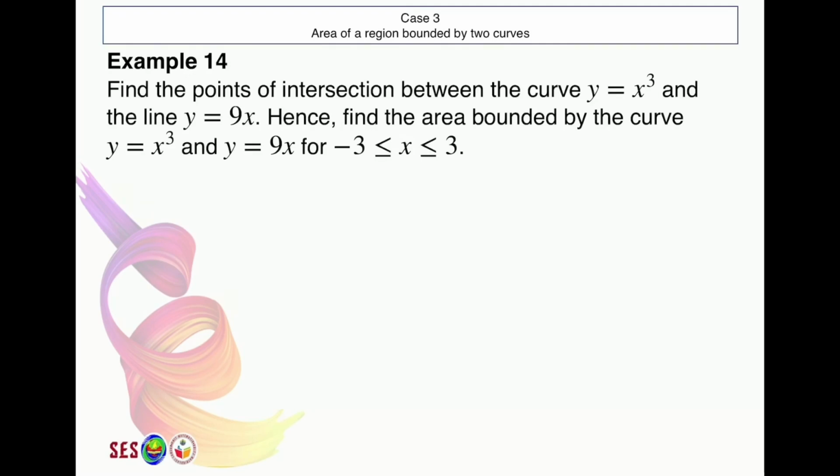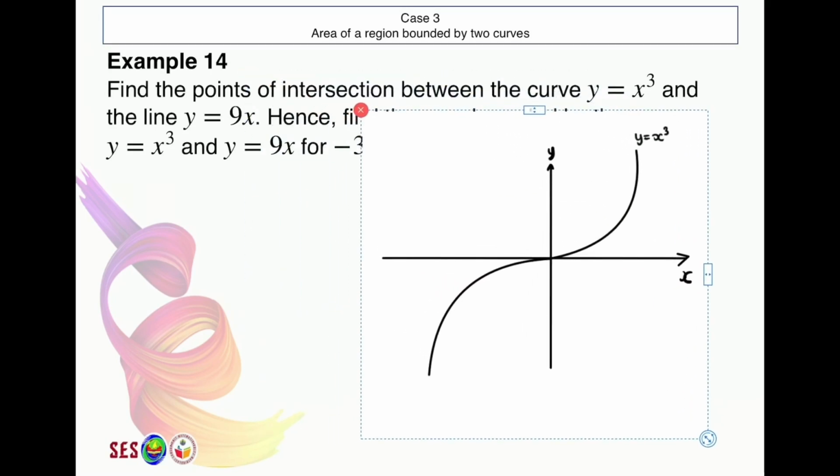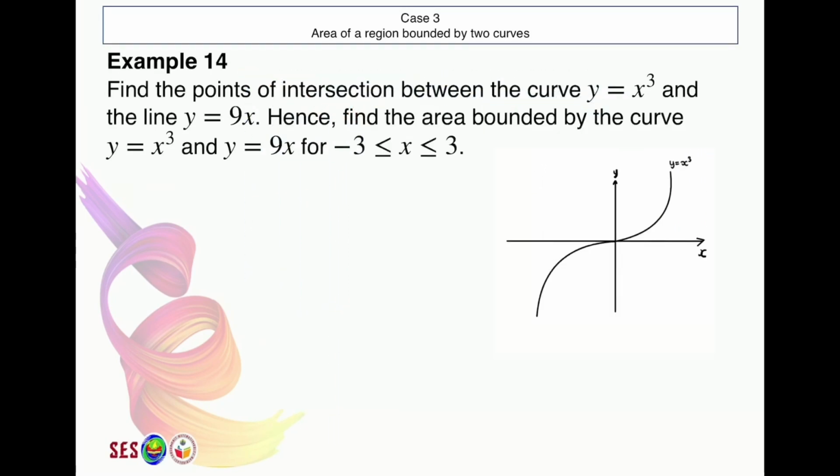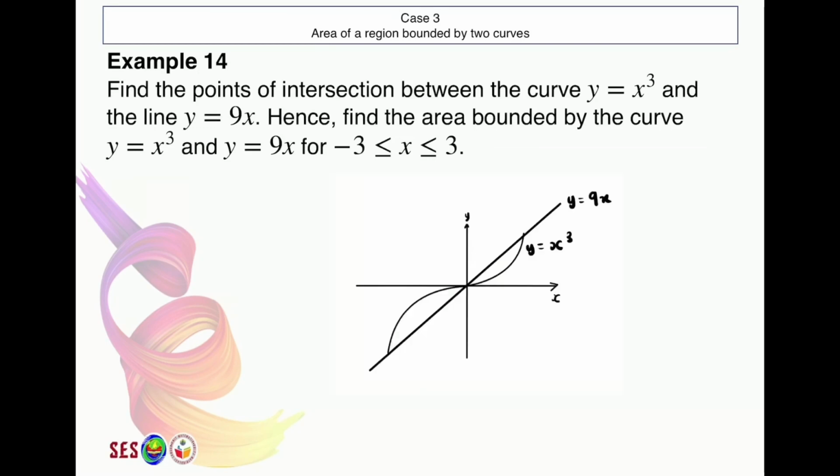So our graph y equals x cubed will look like this. The line y equals 9x will look like this. So now, as you can see, our curve y equals x cubed and the line y equals 9x intersect with each other. To find the intersection points, we would need to equate equation 1 with equation 2. So we would need to equate y equals x cubed and y equals 9x. This is to find the two intersection points.